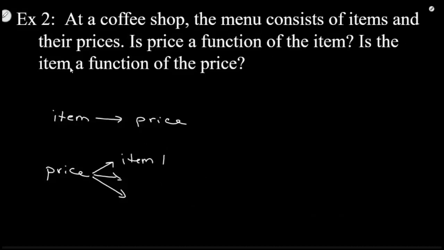We'll say item 1, item 2, item 3. There could be many items that had that same price, right? And so that's what makes the item not a function of the price, because the input value does not determine only one output value. And for a function, it has to be only one output value.